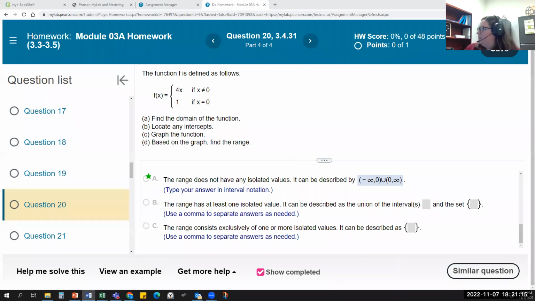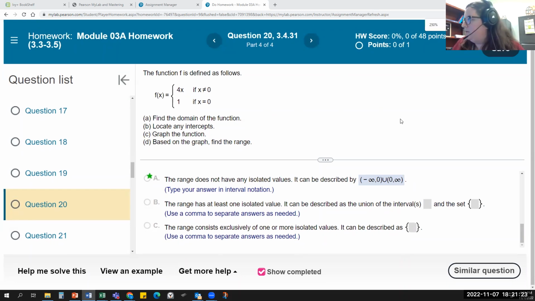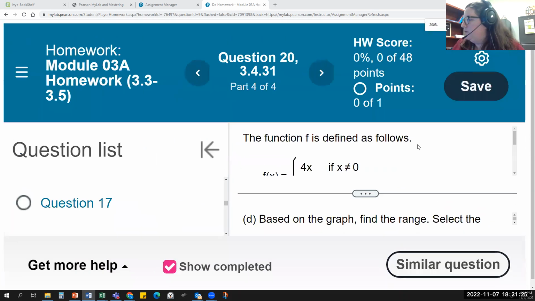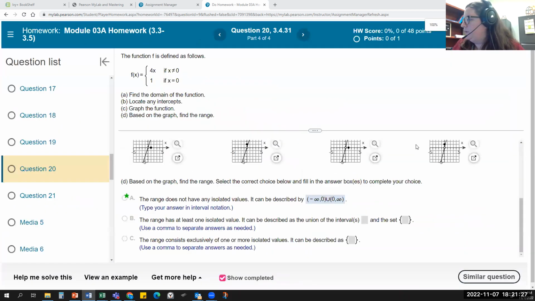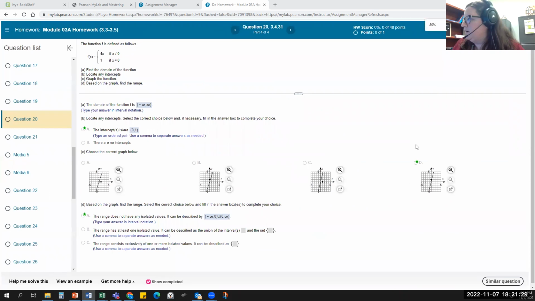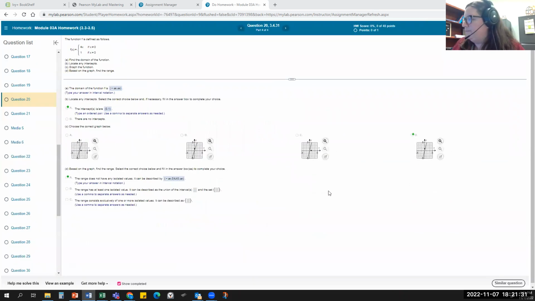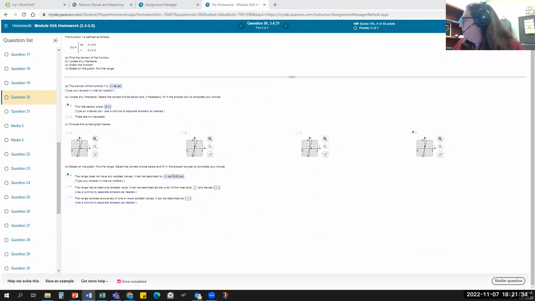All right, moving on to section 3.5. Okay, so 3.5 is transformations. So just the basic rules.